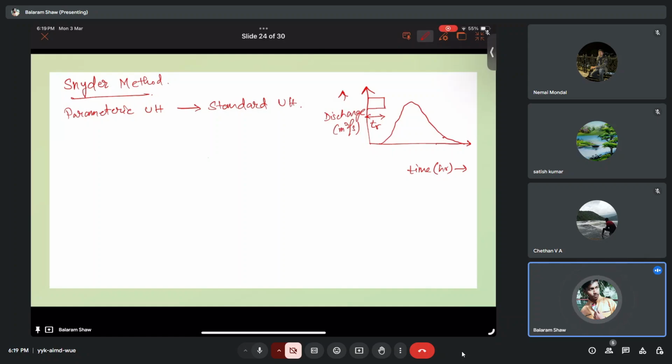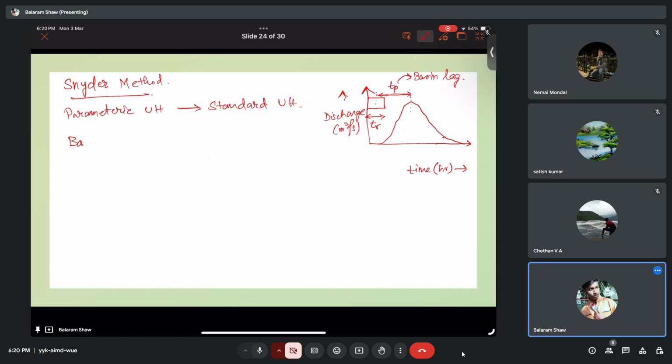What is basin lag? Basin lag, in synthetic unit hydrograph, is defined as the time lag between the center of mass of the effective rainfall to the center of mass of the unit hydrograph. We call this basin lag, right? So in the last class also for unit hydrograph, we saw that we call the basin lag the time lag between the center of mass of the effective rainfall to the center of mass of the unit hydrograph.